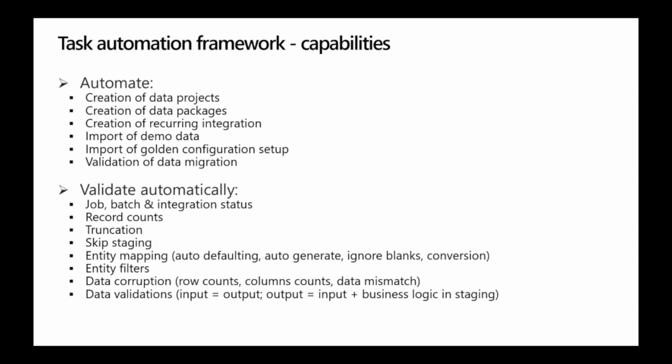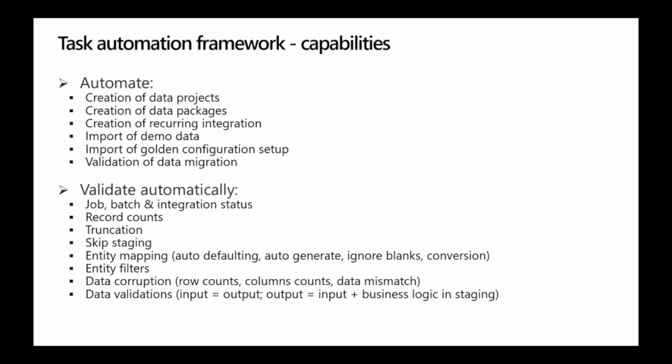So for validation, typically, of course, we're going to make sure that we follow up that jobs that are being created have been executed correctly. We're going to look into the record counts. We're going to look if truncation has happened. Even if you allow truncation, we still will be able to see if something has been truncated. And if you have defined that we should be skipping staging, we're going to look at whether that actually has happened or not.